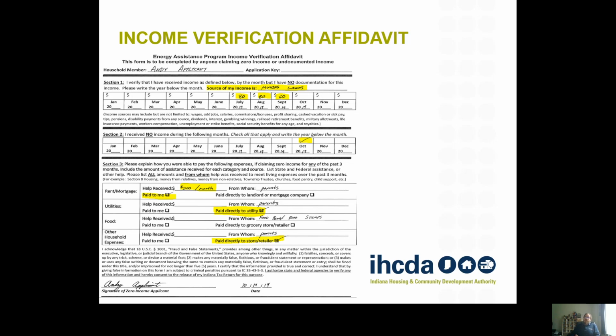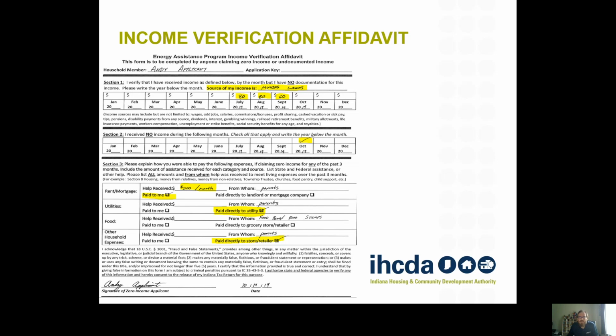Now, whenever anyone checks off anything in Section 2 indicating that they did not receive 0 income during any of the 3-month period prior to application, they must fill out Section 3. If they do not do that during the initial application, and you go to process it and you see that they had a month where they had 0 income and they didn't fill out Section 3, you do need to have them document that. And so you may have to have them fill this out again.